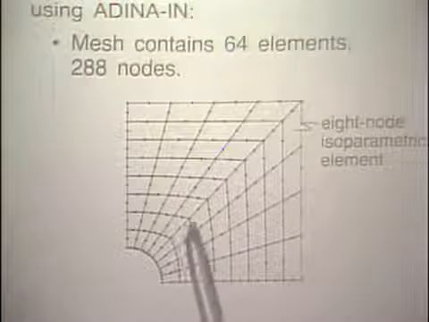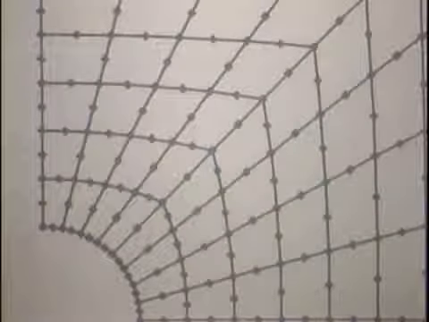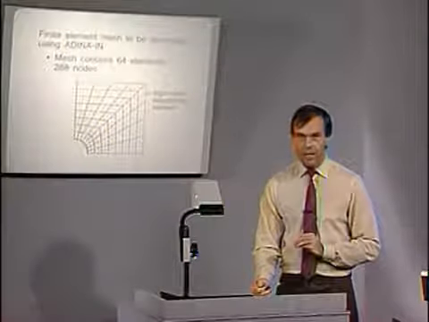Now notice that, for example, at this node here, we have 4 elements coupling into this node. So at this node, we get 4 different stress predictions for each stress component. At this node here, we would have only 2 stress predictions for each stress component because only 2 elements couple into this node. That is one way to look at how accurate our results are.